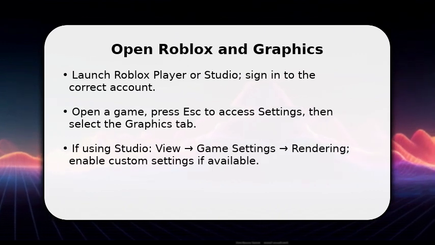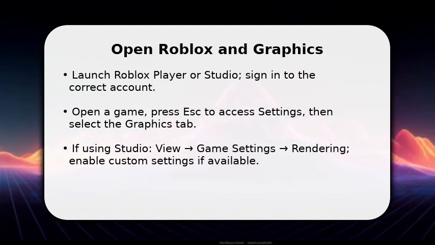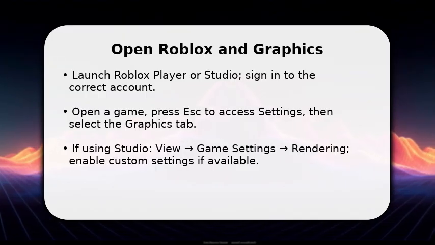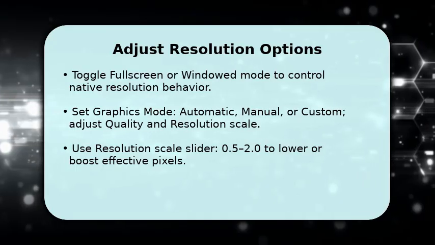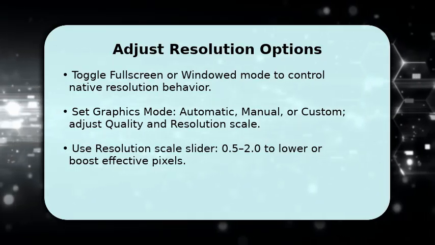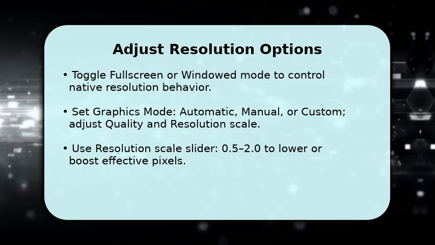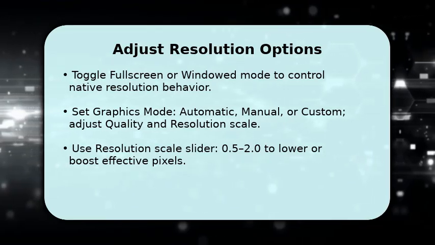With the graphics panel open, switch between full screen and windowed to decide whether Roblox should match your monitor's native resolution. Once done, choose Graphics Mode. Automatic uses default settings, Manual lets you pick quality and resolution scale, and Custom may expose advanced toggles.